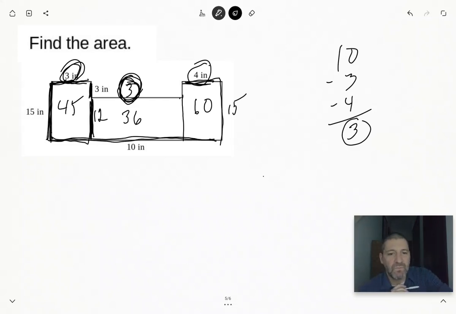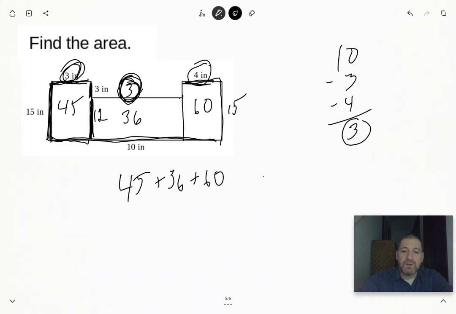Okay, and the area of those 3 together would be 45 plus 36 plus 60. And that would give us 141. And again, what are our units here? Inches, not just inches, square inches.